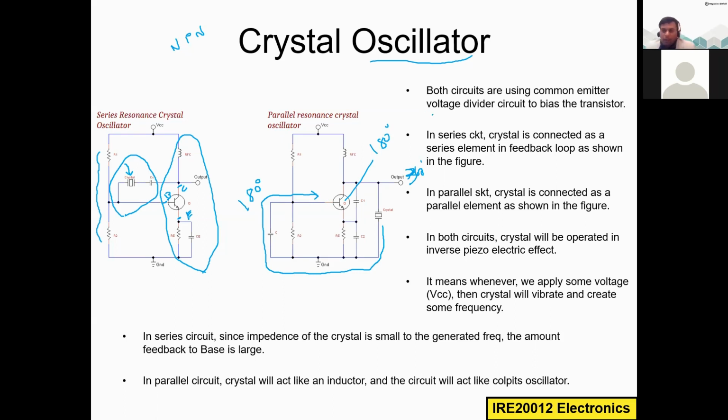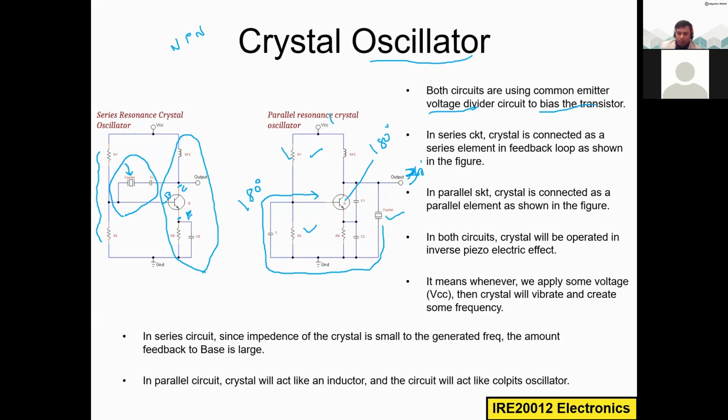Okay, so let us see now. Both circuits are using a common emitter voltage divider circuit. This is the voltage divider R1 and R2, because that is helping us to bias the transistor. In the series circuit, the crystal is connected as a series element, here in the feedback path. And in the parallel circuit, the crystal is connected as a parallel element. In both circuits, the crystal will be operated in inverse piezoelectric effect.